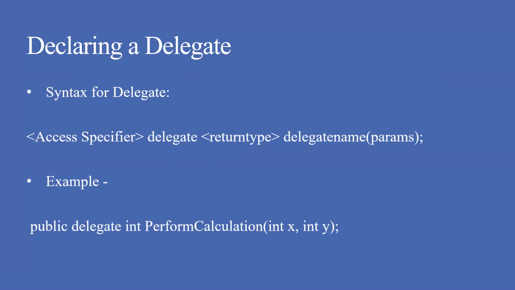A very simple example, as you can see here, is that we are creating a delegate named PerformCalculation, which returns an integer value. It's public, so it is accessible anywhere, and it takes two integer parameters, x and y. All those methods which have a similar signature and return type can be referenced using this delegate.